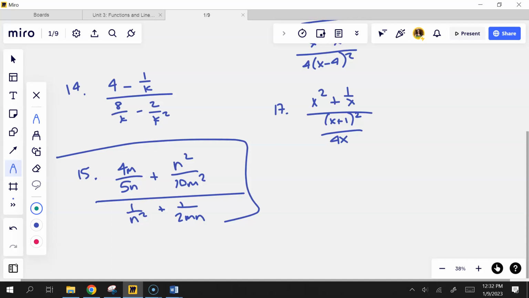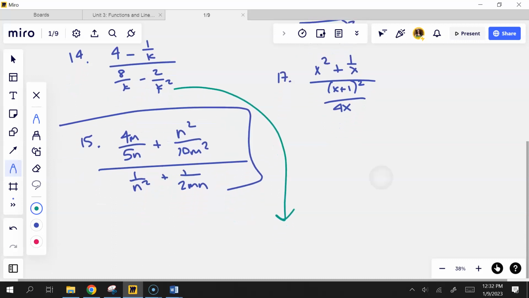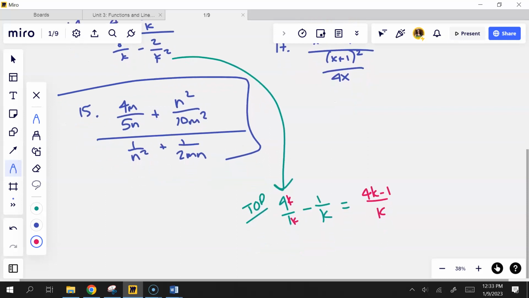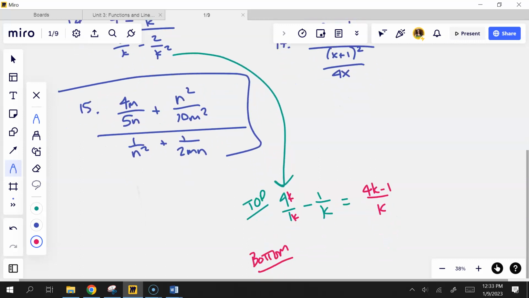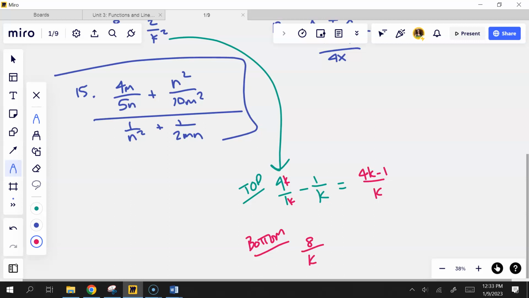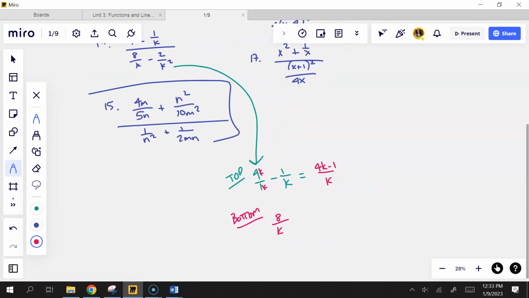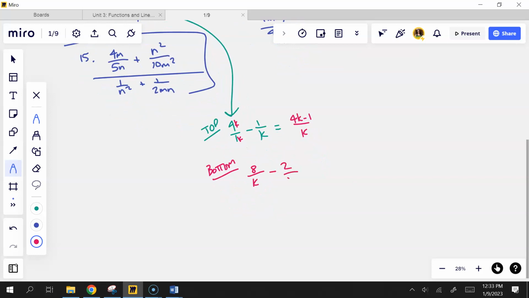14. I've got 4. I'm gonna look at the top first. So 4 over 1 minus 1 over k, which is the LCD. Is that what y'all were saying? 4k minus 1 over k. Now the bottom. 8 over k minus 2 over k squared.